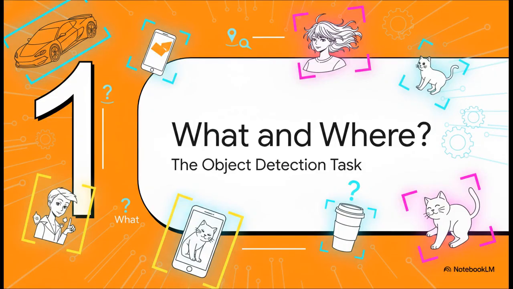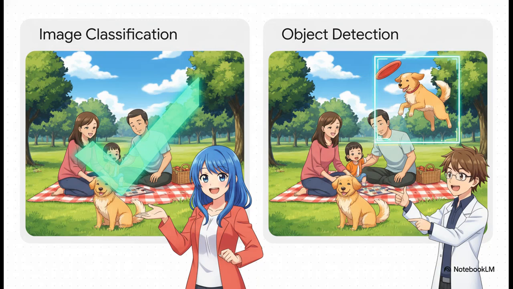Okay, so for all that magic to work, a computer basically has to answer two really simple questions about any image it sees. What's in it, and where is it? And you've got to get the difference between these two ideas because it's huge. On one hand, you have image classification. That's kind of like looking at a picture and just saying, yep, there's a dog in there somewhere. But object detection, that's a whole other level. It says, not only is there a dog, but it's right here, inside this specific box. See? That where is the absolute game changer.